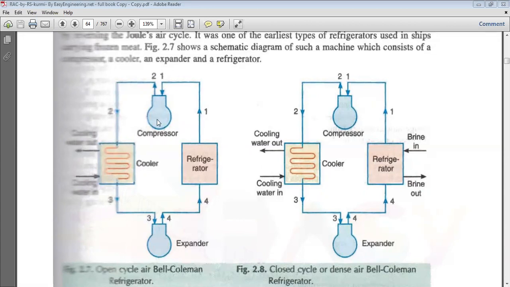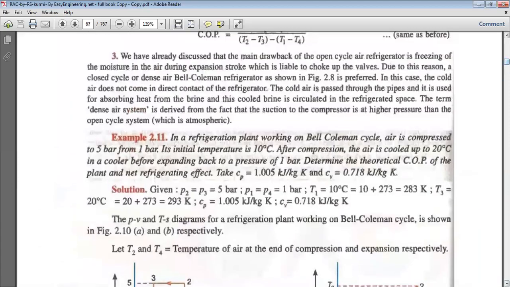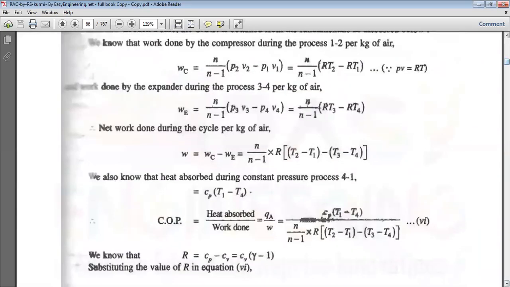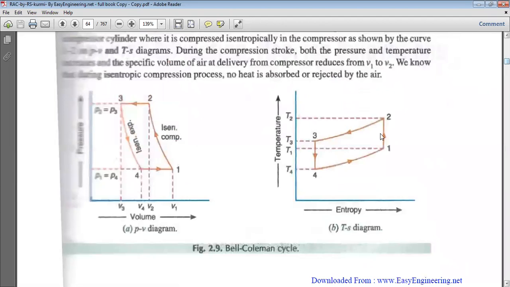The first process is compression. It happens in the compressor. What is the process? Reversible adiabatic compression, or isentropic compression. Now I am showing the PV diagram. 1 to 2 is isentropic compression, because a reversible adiabatic process is nothing but isentropic.